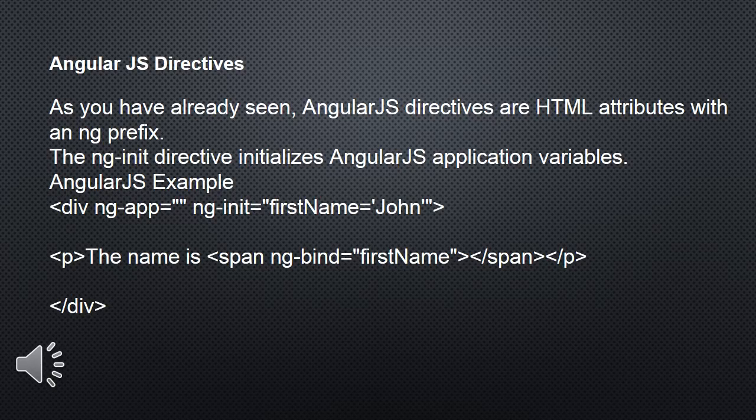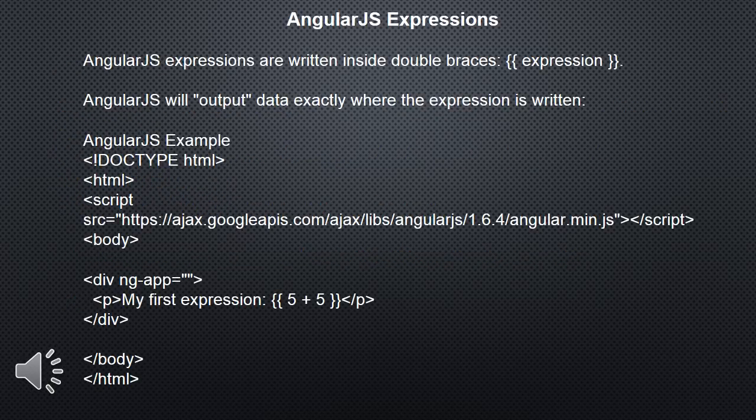ng-repeat directive. ng-repeat directive repeats HTML elements for each item in a collection. In following example, we've iterated over array of countries. Div ng-app equals p list of countries with locale, /p, ol, li ng-repeat equals country in countries. Country plus country.name plus comma locale plus country.locale /li /ol /div.